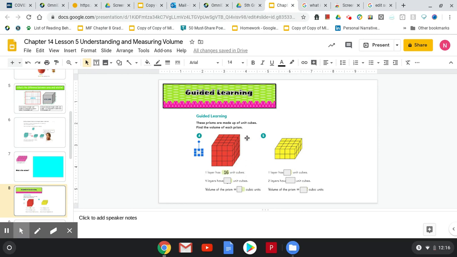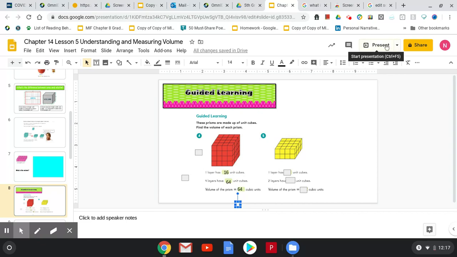However, that's just the first layer. There are a total of 4 layers. So I have to multiply that first layer times 4 to get a total of 64 unit cubes. So that means the volume of this solid is 64 cubic units.